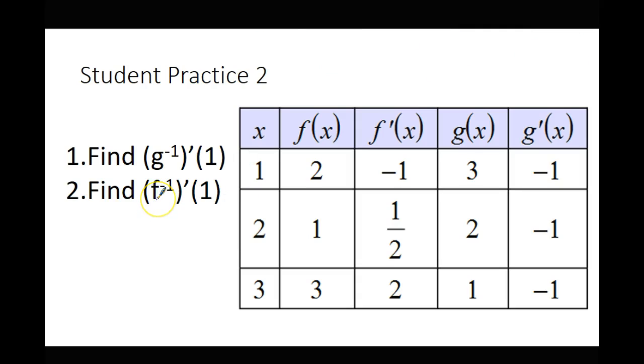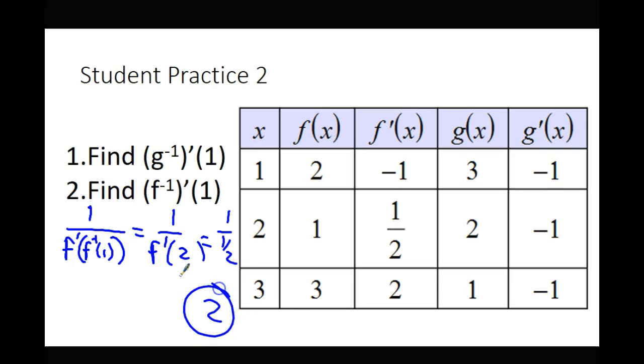We have F inverse prime of 1 is going to be, so the derivative of F inverse is the reciprocal of the original function's derivative, at the opposite of 1. So that would be F inverse of 1. Okay? So F inverse of 1 would be 2, and F prime of 2 would be 1/2. So we have 1 over 1/2 again, which is 2. The reciprocal of 1/2 is 2.